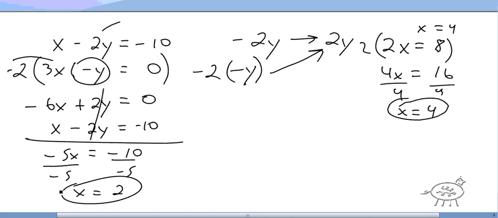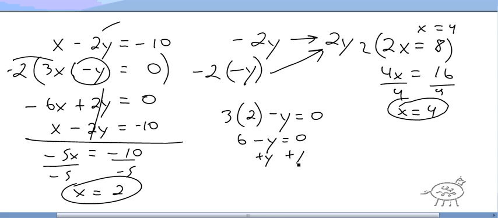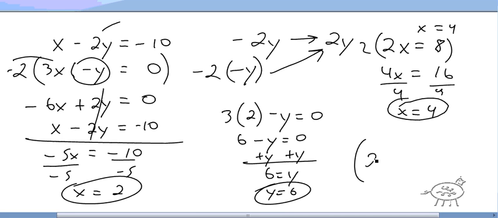Plug it back into one of the two equations. I'm going to choose the second equation. So 3 times 2 minus y equals 0. So 6 minus y equals 0. I could subtract 6 and then divide by negative 1, but I'm going to add y to both sides. So I get 6 equals y, or y equals 6. So that's my solution, (2, 6).